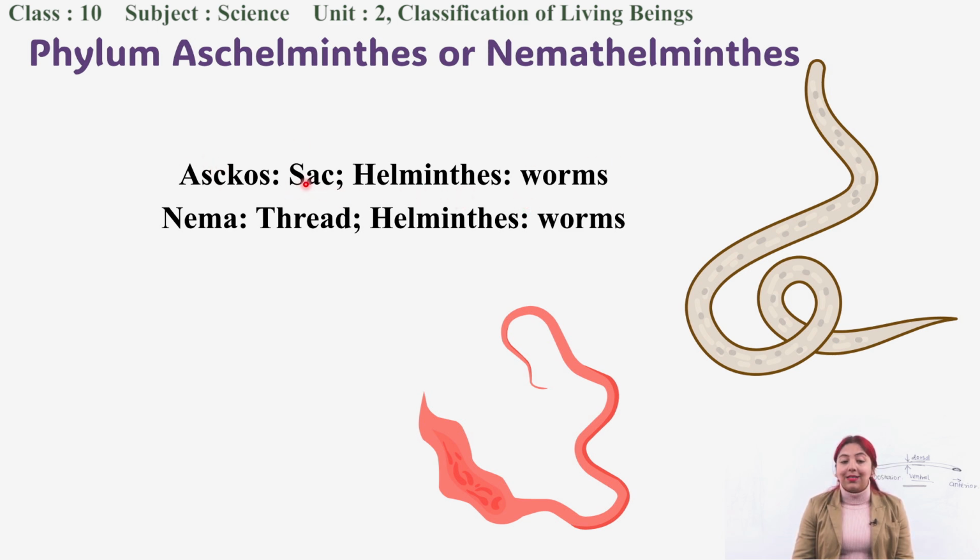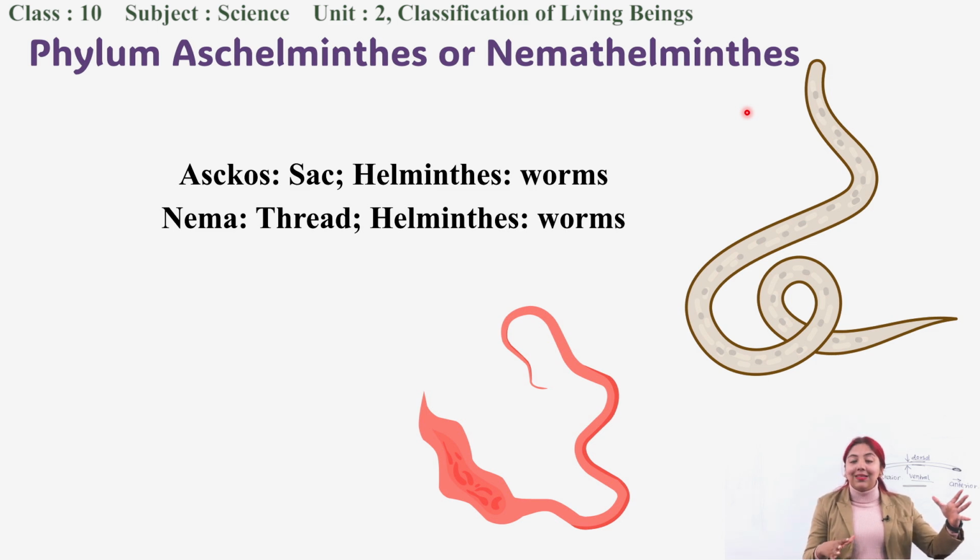So, the animal has this sac-like structure. It also has another name, the Nemathelminthes. Nema means thread and helminthes means worm. So, they have this thread-like structure, and they are also known as threadworms. And thread means it has this round structure, so the body is cylindrical. That's why they are also called roundworms.